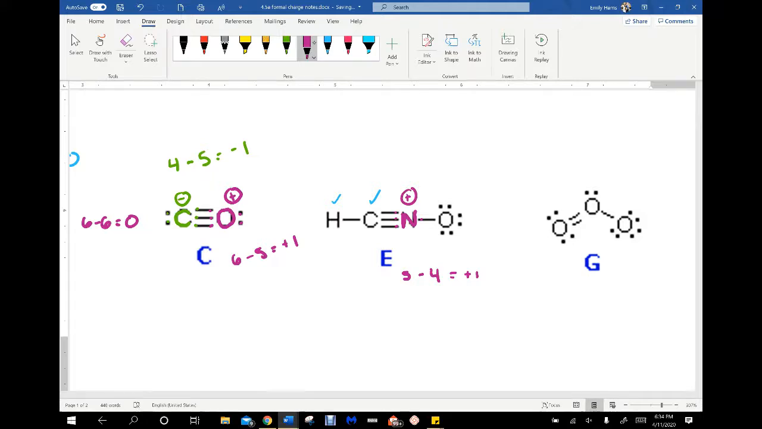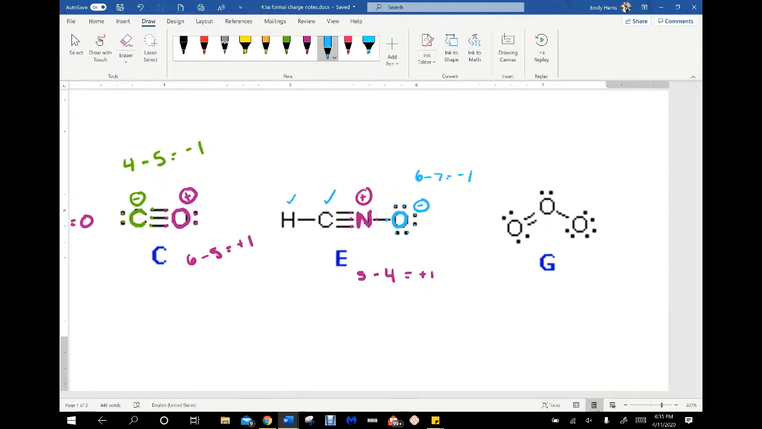Then we have oxygen on the right-hand side here. Let's go ahead and do him. Oxygen typically starts with 6 valence electrons. 1, 2, 3, 4, 5, 6, 7. 6 minus 7 equals -1, so he'll have a negative formal charge. And again, that's another pattern: when oxygen has 1 bond and 3 lone pairs, it's typically negative.